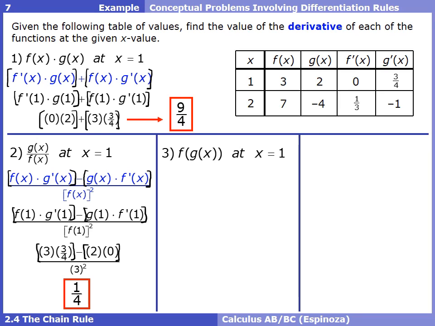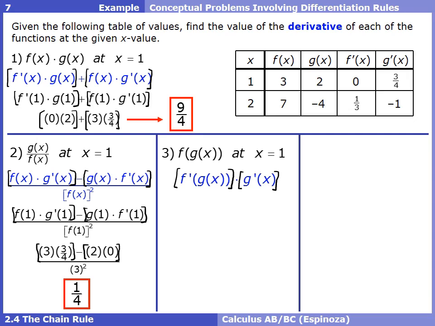Next example, we have a function which is a composite function. We have our function f, and inside of f is g of x, f of g of x, and we want to take that derivative and evaluate it at 1. Well, now we can use the chain rule that we learned in this lesson. The derivative of f of g of x is the derivative of the outside function, which is f prime, and we leave the inner function alone, which is g of x, and then we multiply by the derivative of the inner function, which is g prime of x.